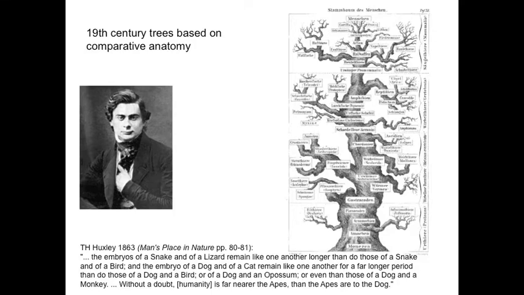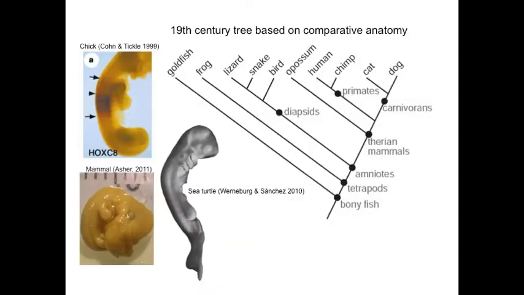And so if you were to take that text that I just showed you and build a modern-looking tree, it would look something like that. So you got your humans and chimps together, your cats and dogs, your mammals together to the exclusion of non-mammals.